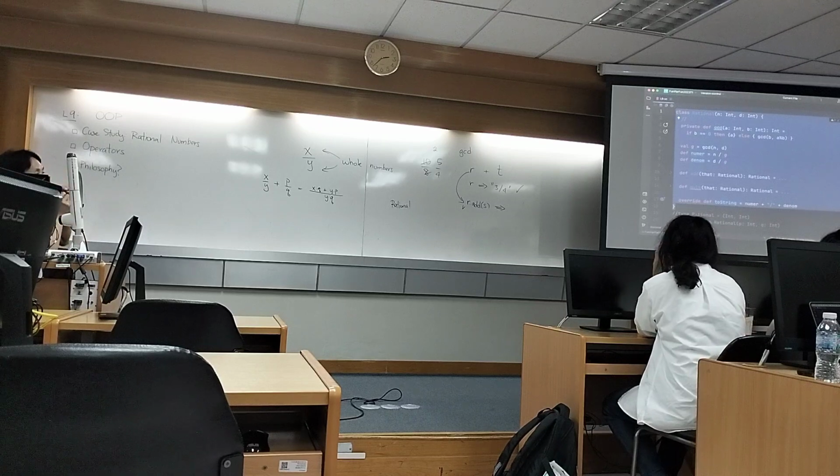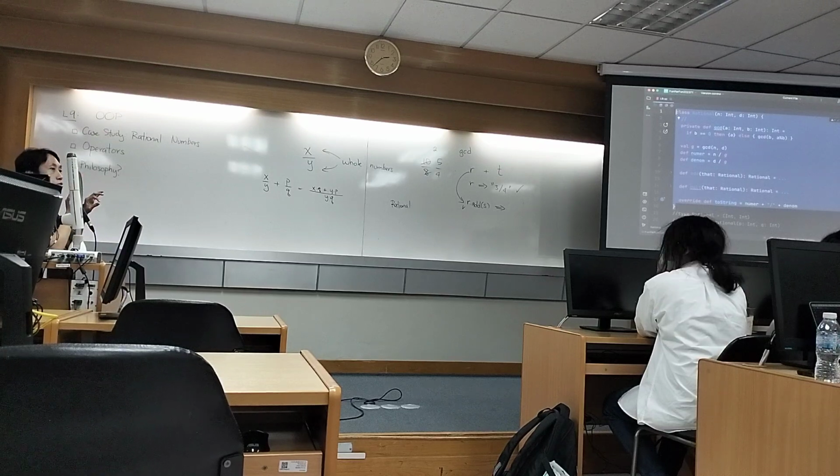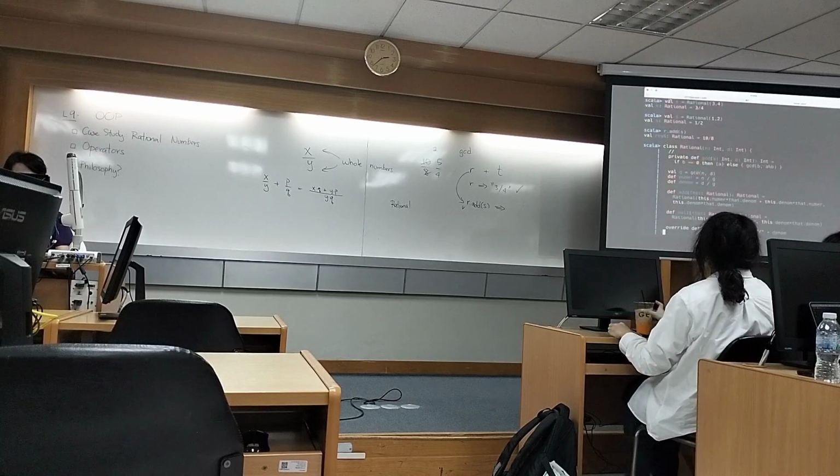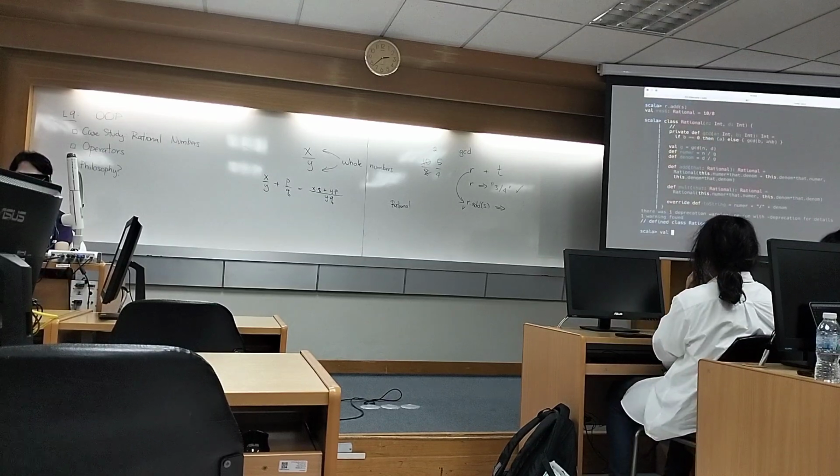So this is how it looks right now. I'm going to copy and paste this onto the repo and see what we can do with it, at least for now. Val rational.